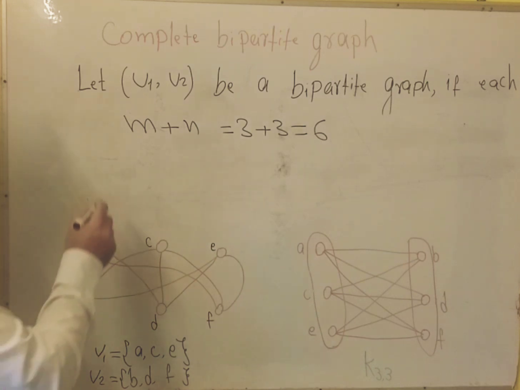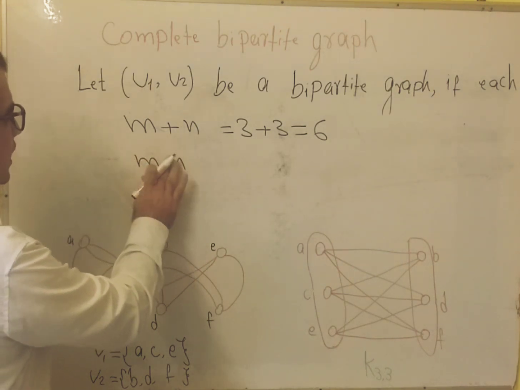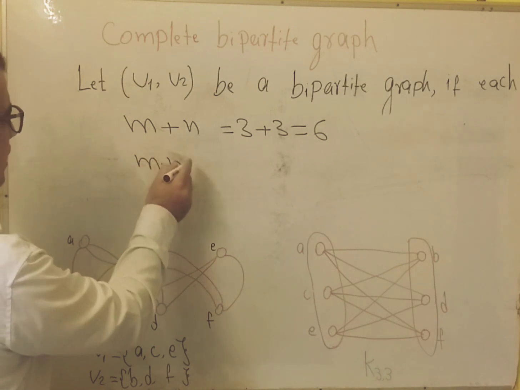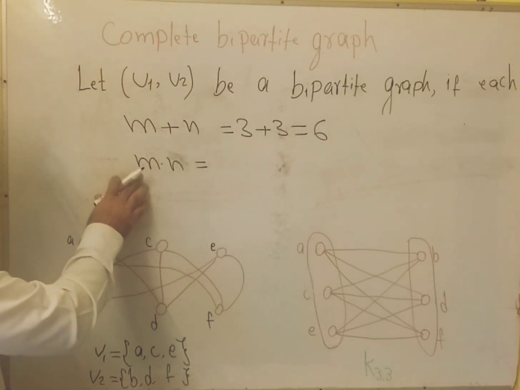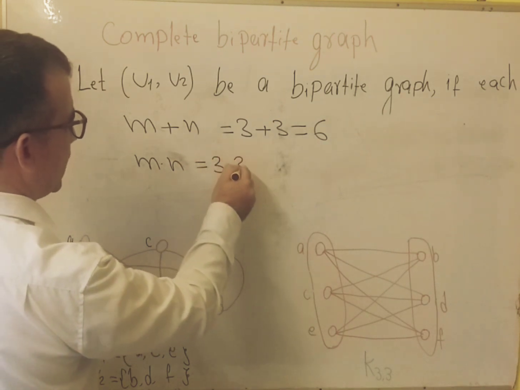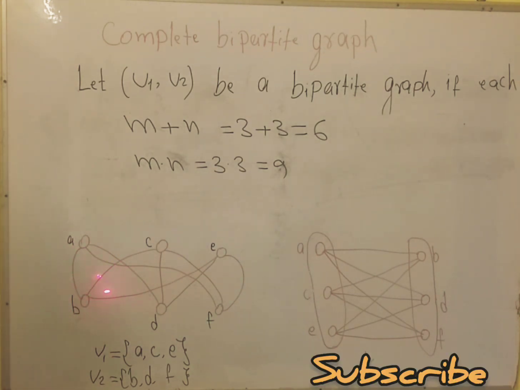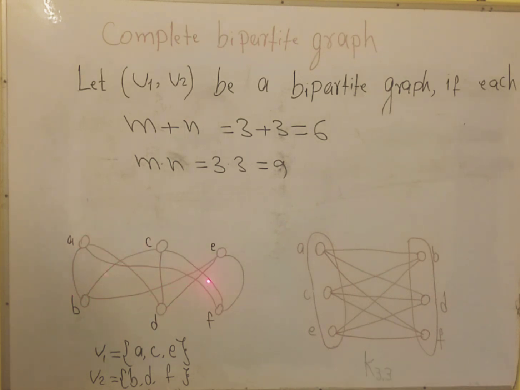And the number of edges in a complete bipartite graph is m times n. Here m is 3, n is 3, so 3 times 3 is equal to 9. If we count the number of edges of this graph: 1, 2, 3, 4, 5, 6, 7, 8, 9. It has 9 edges.